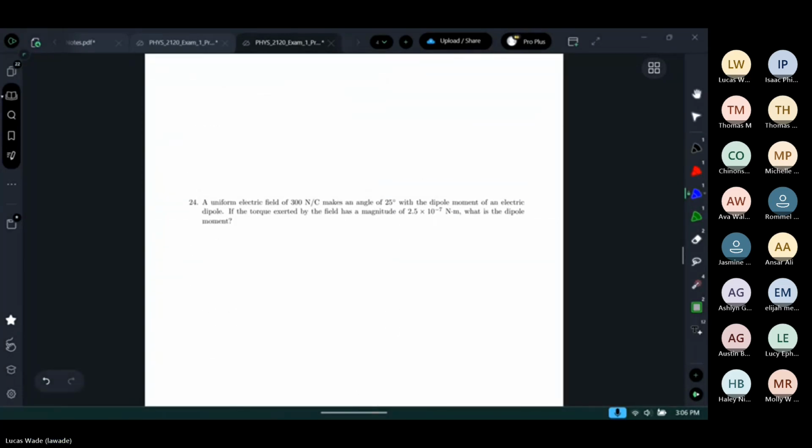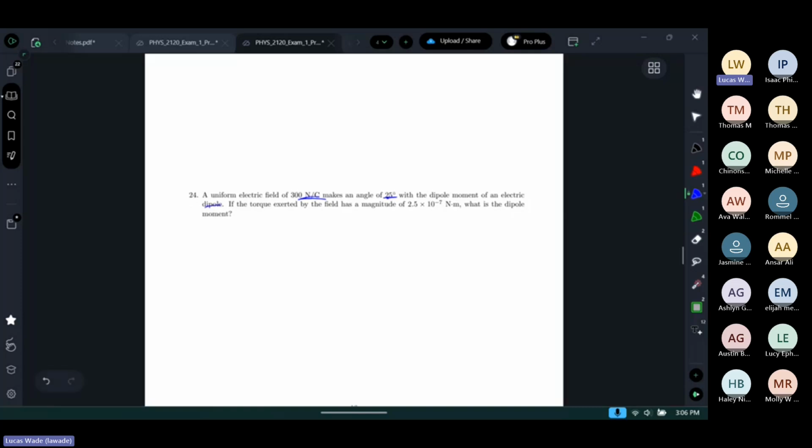24. Uniform electric field, same magnitude as earlier, makes an angle of 25 degrees with the dipole moment of an electric dipole. I'd start drawing a picture here. It doesn't tell us anything about the absolute orientation of the field, meaning up, down, left, right. So I'll just pick a direction, say to the right. It's uniform. That's how I know to draw my field lines evenly spaced. Makes an angle of 25 degrees with the dipole moment.